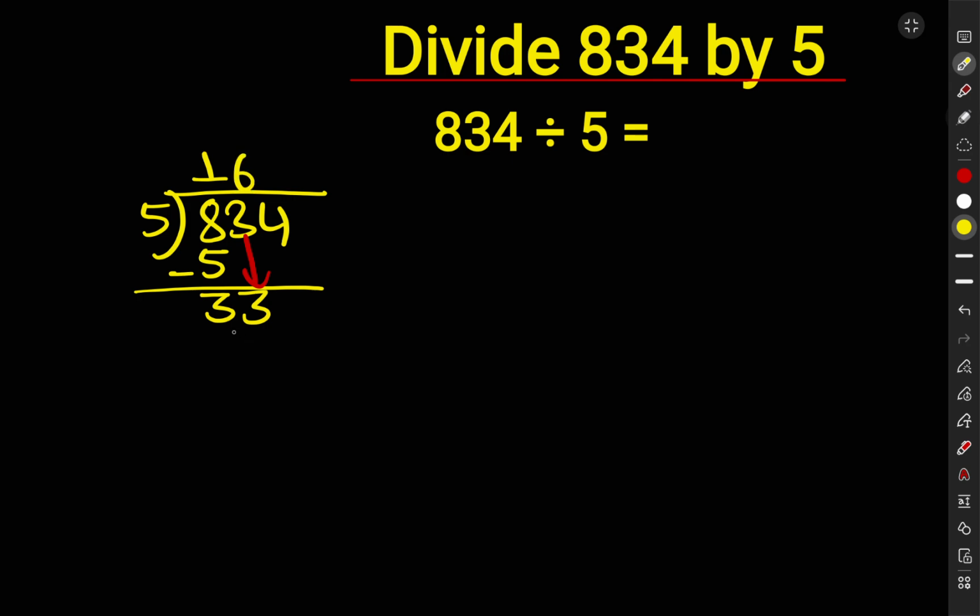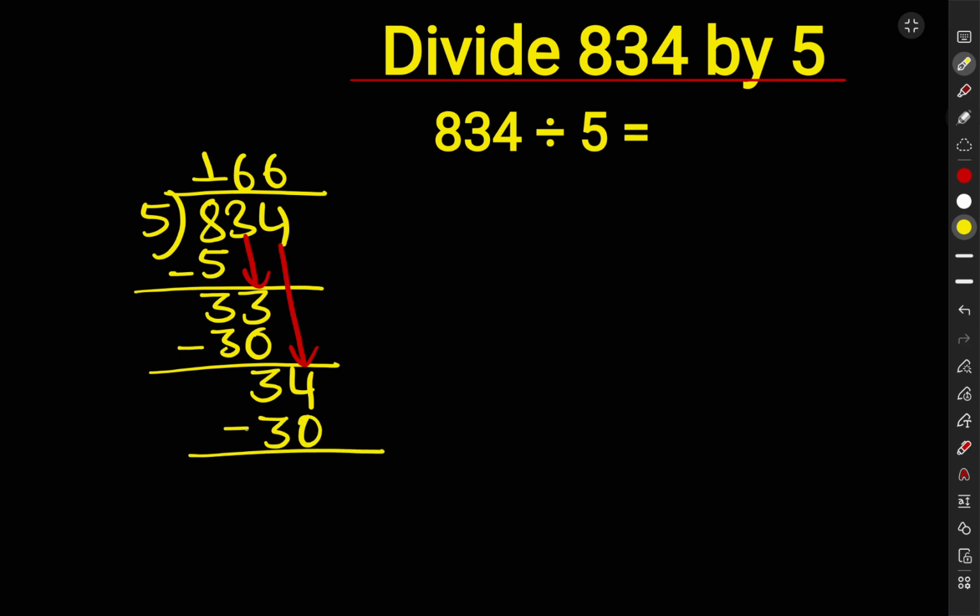5 times 6 is 30. On subtracting we get 3. So again we put down this 4 and it is 34. 5 times 6 is 30. On subtracting we get 4.